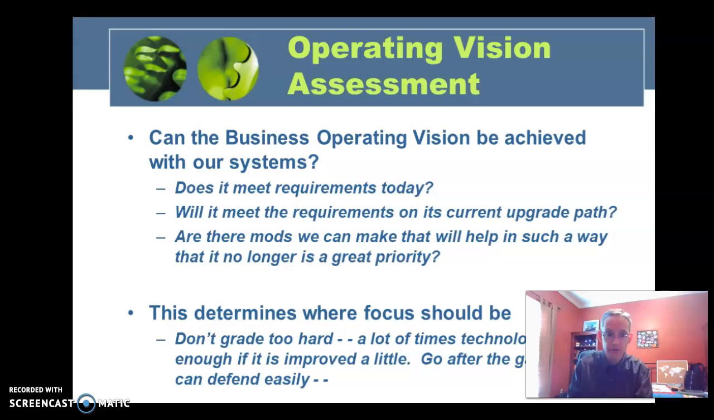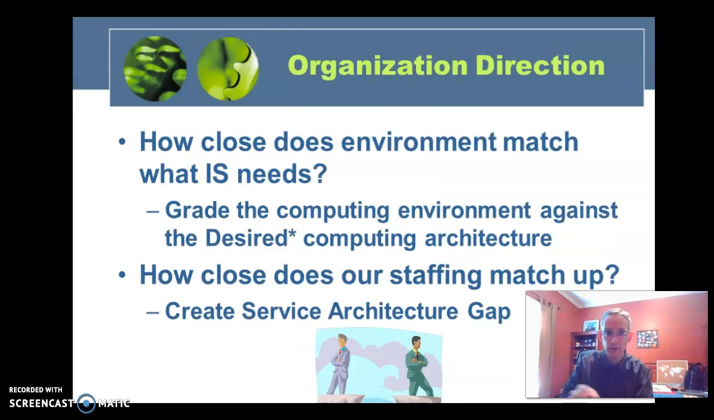A lot of times technology is good enough if it's improved a little, okay? So, again, keep the focus on the areas where they're really going to make a difference to the overall competitive situation of the business. Don't always be throwing money after technology just because you fear that you're going to be left behind or you need to keep up with some particular aspect of the technology. Focus in the areas that make the biggest difference.